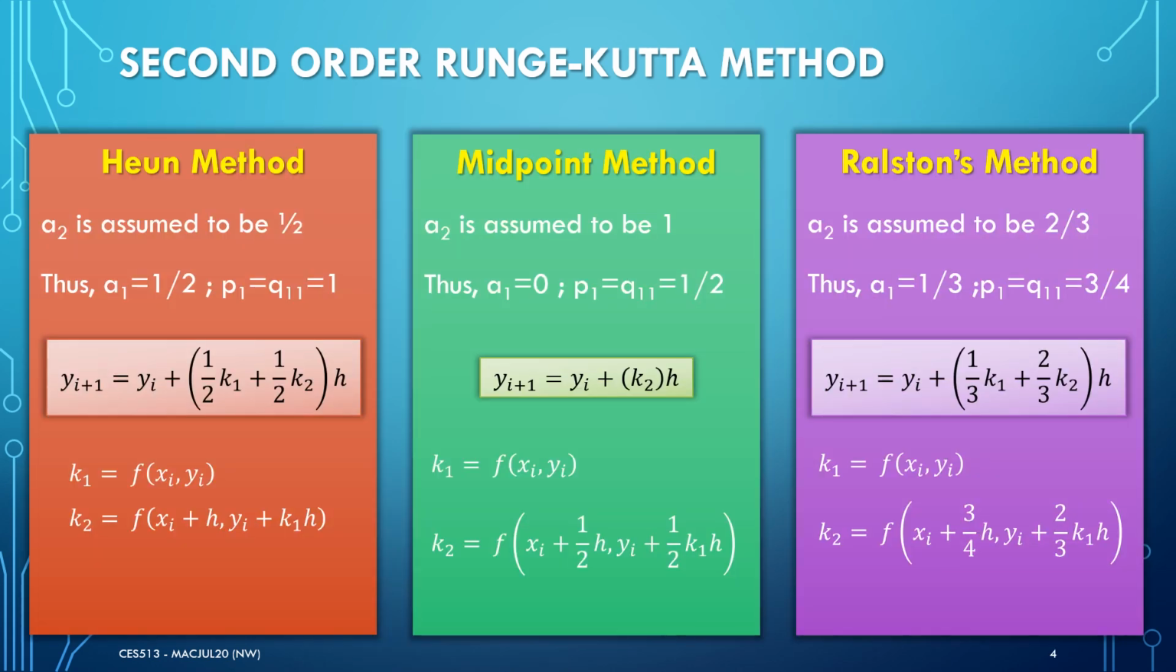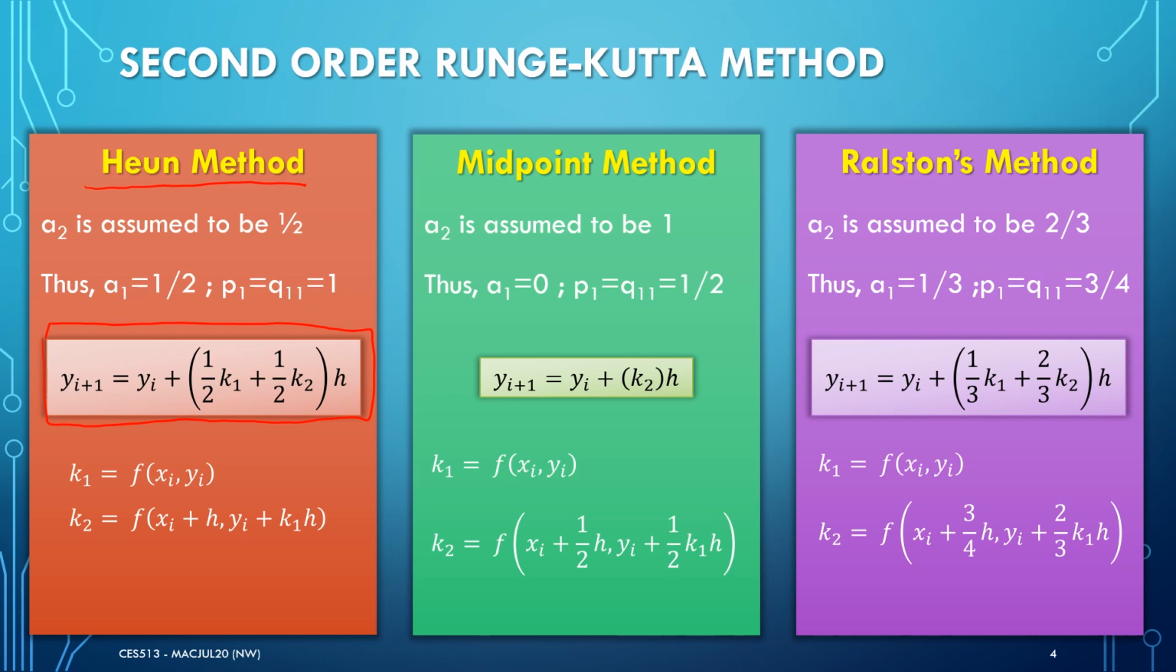The three most commonly used choices for assuming the value of a2 and determining the other three constants are shown next. The first one is Heun's method, where a2 is assumed to be 1/2, thus making a1 equal to 1/2 and p1 equal to q11 equal to 1. These constants yield the general equation y_{i+1} equal to y_i plus, in bracket, half k1 plus half k2, multiplied by h.